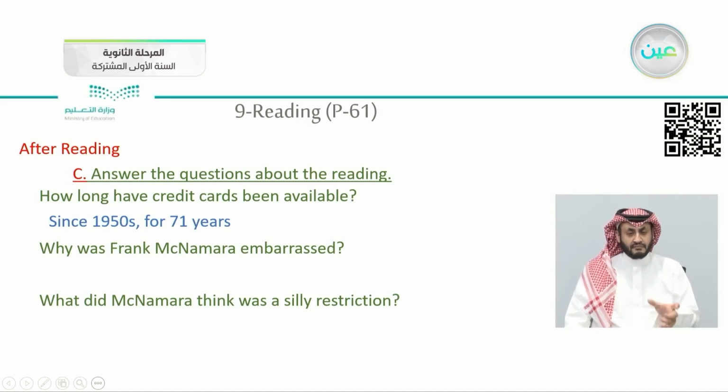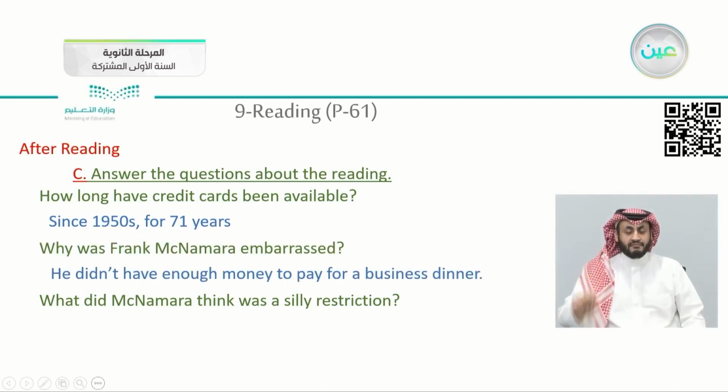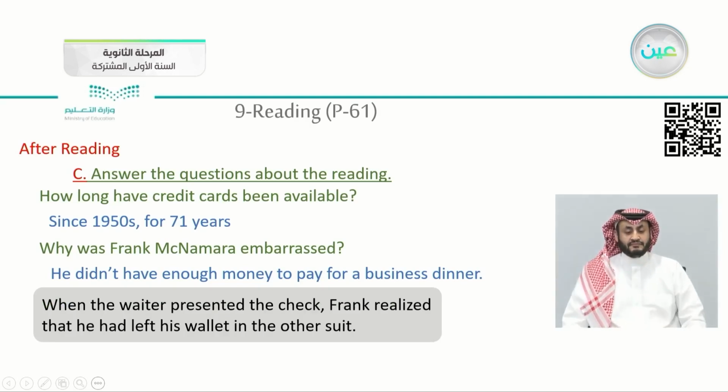Why was Frank McNamara embarrassed? What happened to him so he was embarrassed? You can find it in here. He didn't have enough money to pay for the business dinner. When the waiter presented his check, Frank realized that he had left his wallet in the other suit, so he forgot his money.